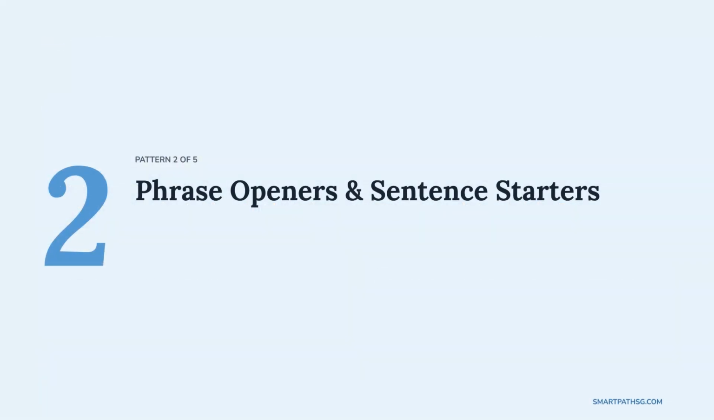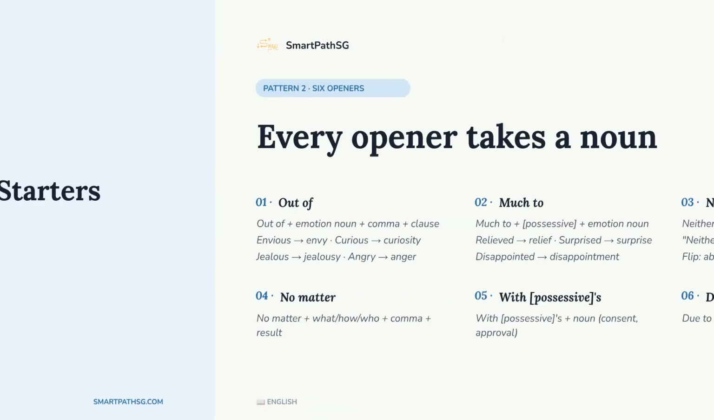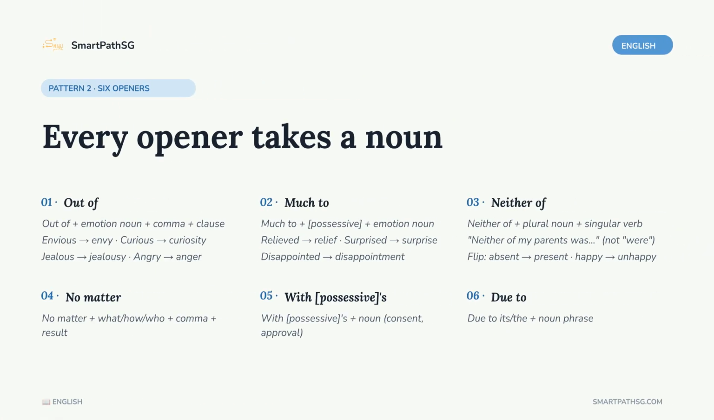Moving on to Pattern 2, phrase openers and sentence starters. These questions give you a phrase to start with, like out of, much to, or neither of. Your number 1 job is to know what type of word, specifically a noun, must follow each opener. The main rule is, every opener takes a noun. If the question gives you an adjective, your first job is to convert it to the corresponding noun.